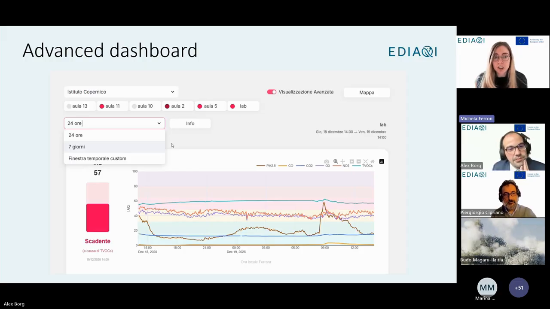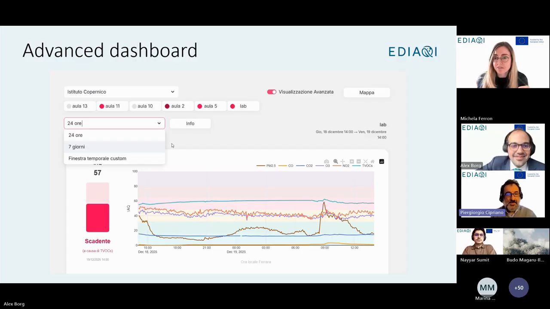So this is the dashboard for advanced users such as school managers, facility managers, and decision makers. This version also supports deeper analysis and informed decision making. Users can explore air quality data across different time spans, not only 24 hours. And the dashboard offers a more detailed and flexible exploration of parameters, adapting to users' technical expertise, responsibilities, and objectives. And at this point, I'll leave the stage to Pier Giorgio, who will walk you through the advanced dashboard in detail. Thank you.